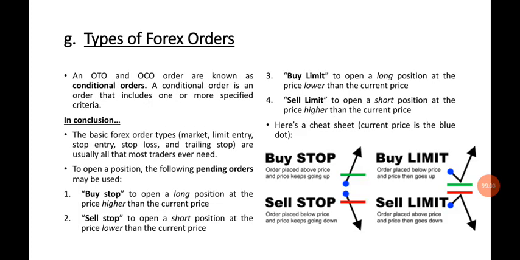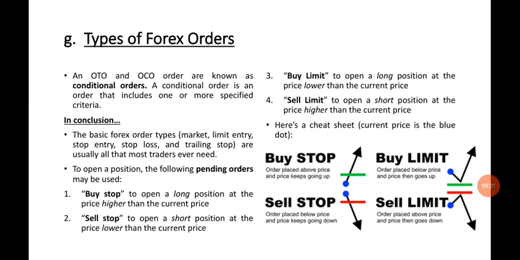An OTO and OCO order are known as conditional orders. A conditional order is an order that includes one or more specified criteria. In conclusion, the basic forex order types, market, limit entry, stop loss, and trailing stops, are usually all that most traders ever need. To open a position, the following pending orders may be used.